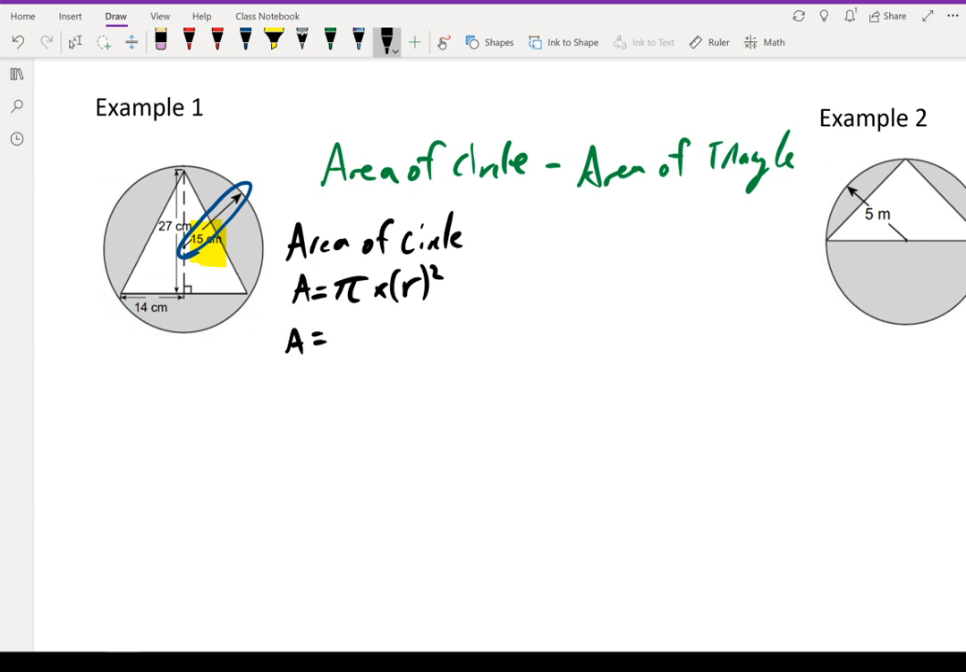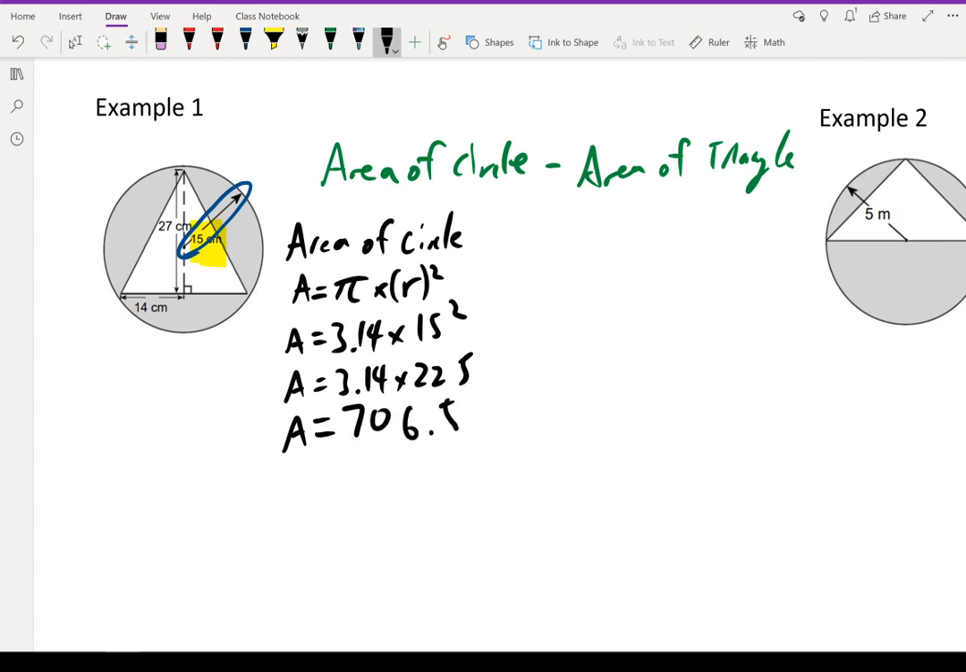A is equal to pi is 3.14 times 15 squared. And then you can use your calculator. 15 squared is going to be 225. So that area is 3.14 times 225. And so the area multiplied up by 3.14 is going to be 706.5 cm squared. Don't forget the unit at the very end. So that's the area of the circle.